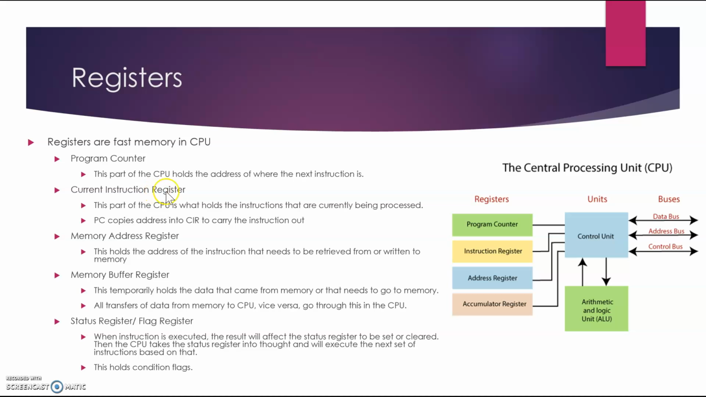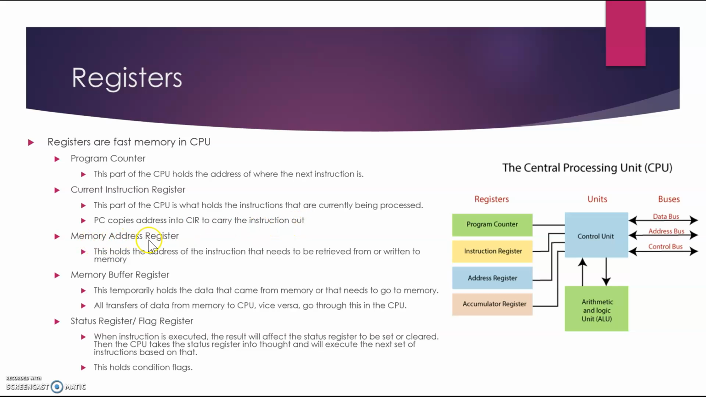The current instruction register or instruction register, CIR or IR, is the part of the CPU that holds the instructions that are currently being processed. So the PC copies the address into the CIR to carry the instructions out.